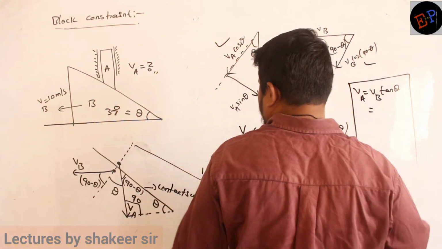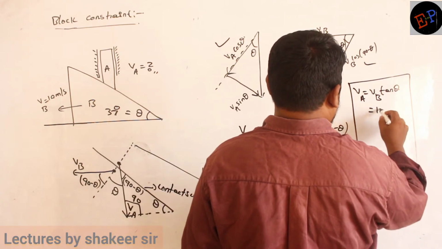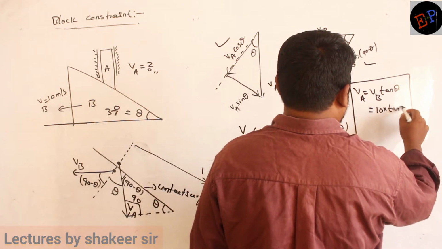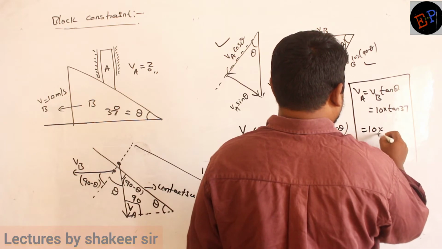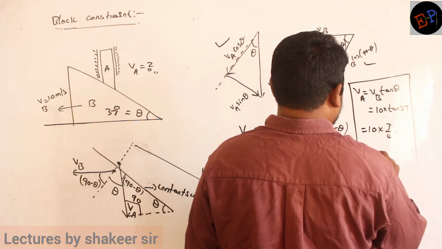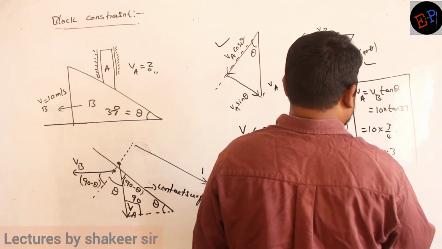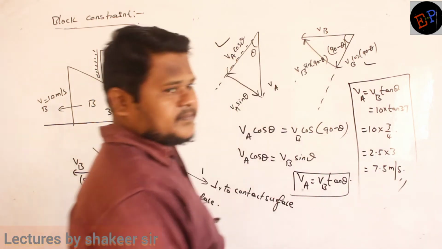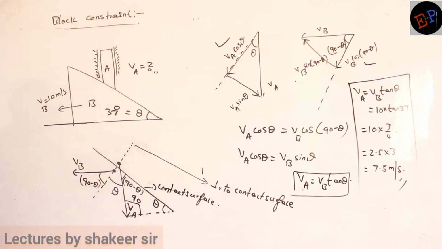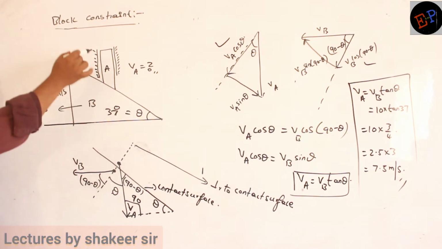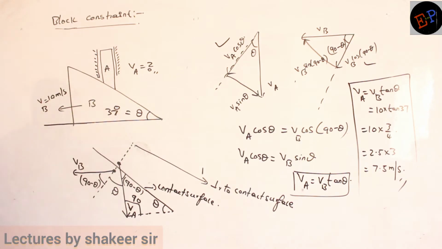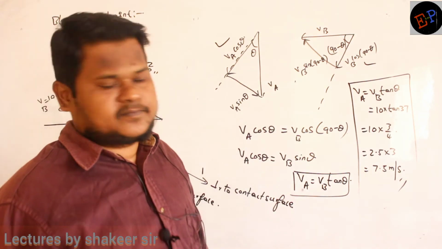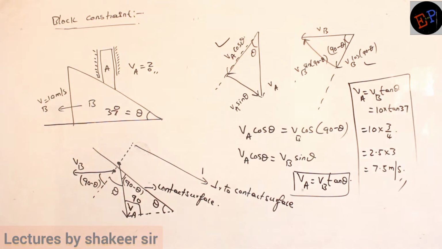What is the velocity of VB? 10. Tan 37, tan 37 value is 3 by 4. So 2.5 into 3 is how much? It is 7.5 meter per second. That is my answer. Clear? So therefore, if this block is moving in this direction with a speed of 10, then block A is coming downwards with a speed of 7.5. That is my answer. Fine.